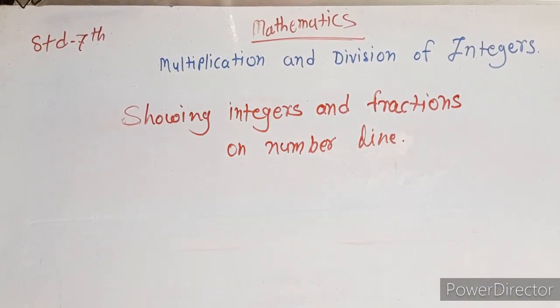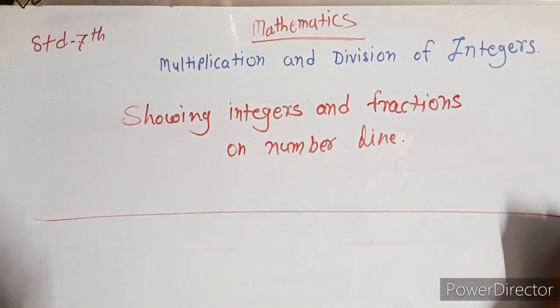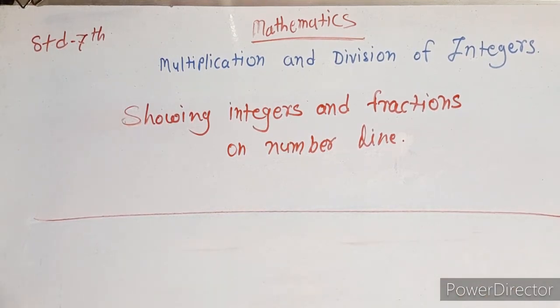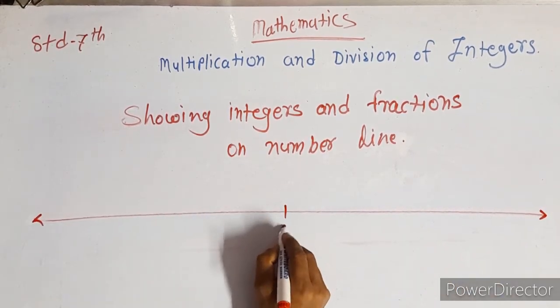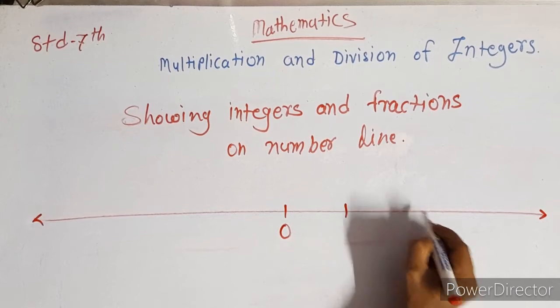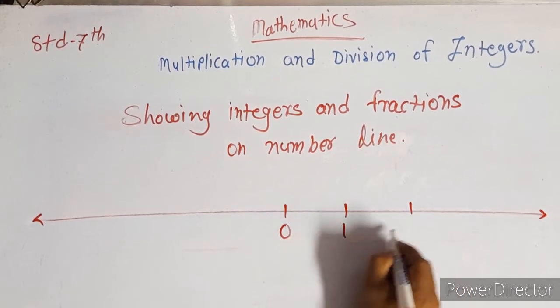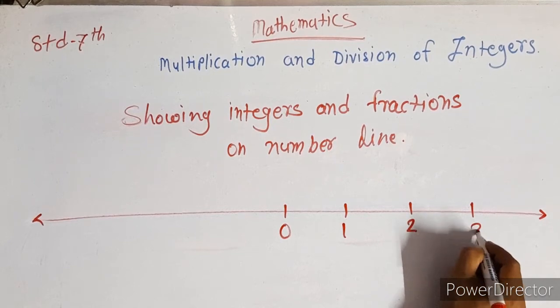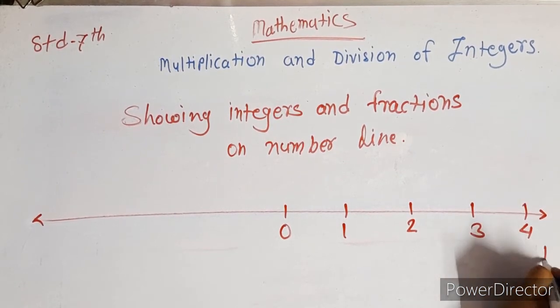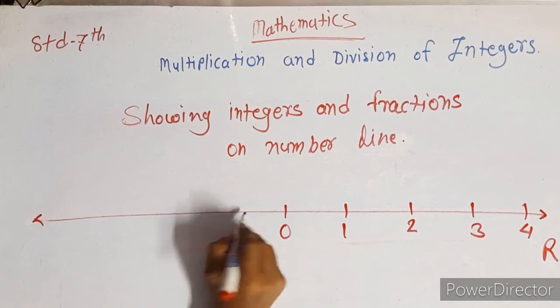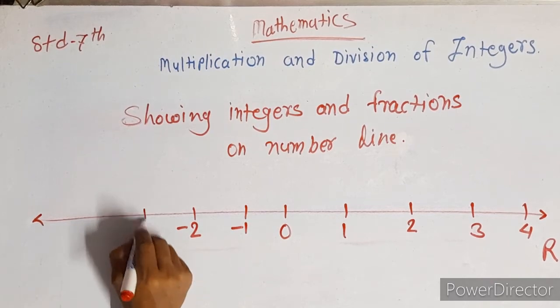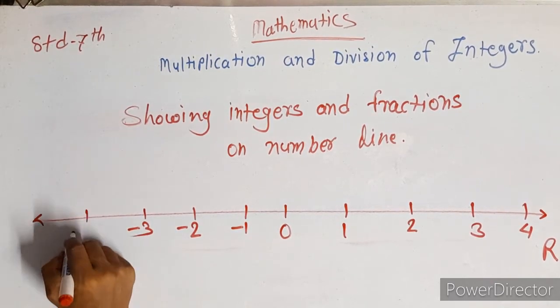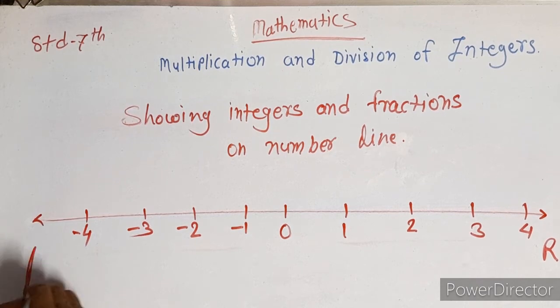Now we learn about the integers on the number line. Now look, it is 0, 1 unit distance 1, 2 unit distance 2, 3 unit distance 3, 4 unit distance 4 to the right side. Now 1 unit distance -1, 2 unit distance -2, 3 unit distance -3, 4 unit distance -4 towards the left side.